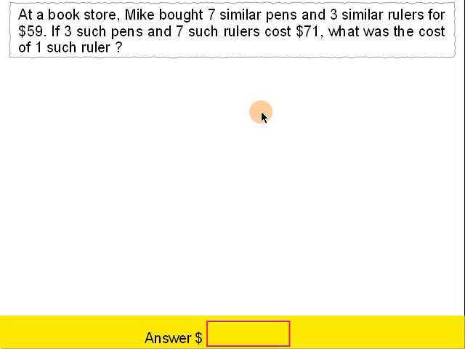Okay, by looking at the statement, it says that 7 pens, 3 rulers, $59, and 3 pens, 7 rulers, $71. That means to say by buying more rulers, the total cost will be higher. Or in other words, okay, the pen costs lesser than the ruler.